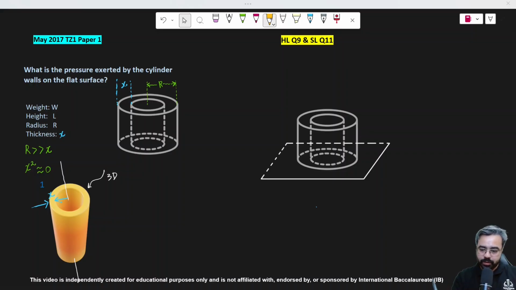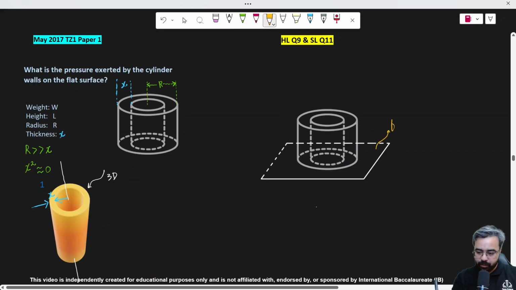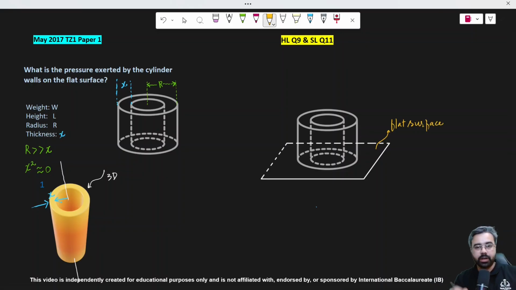So it is placed on this flat surface, and we have to find out what pressure it exerts on this flat surface if its weight is W, right? So W is its weight, which is passing from its center of mass, and it is exerting force on this flat surface. That is a normal force, and this force is the pull of Earth on the cylinder that we are calling the weight W.